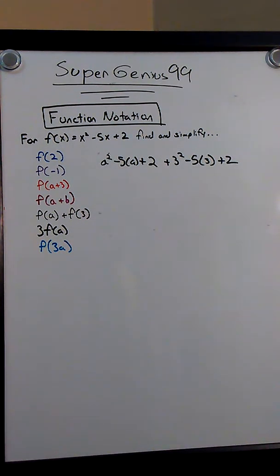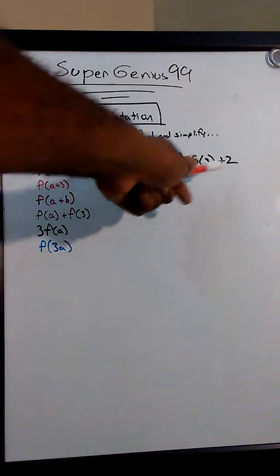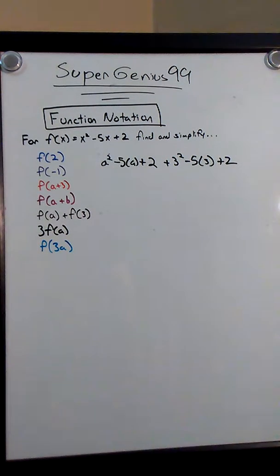Okay, so the next one, we have f of a plus f of 3. So we're going to take the base function, plug in an a, and then add it to the base function where we're plugging in a 3. So we have a squared minus 5a plus 2 plus 3 squared minus 5 times 3 plus 2. So distribute where you can.